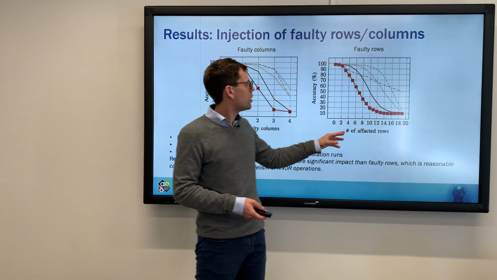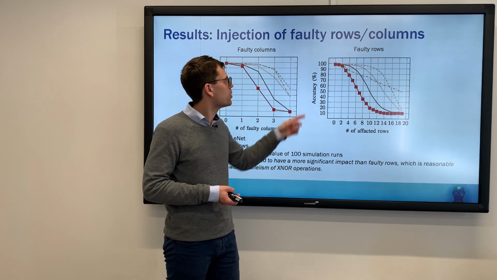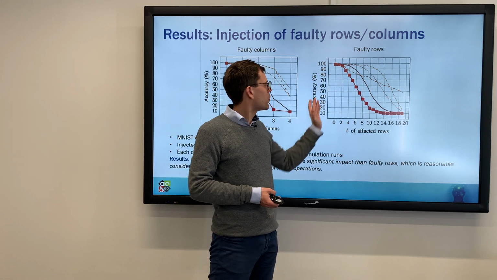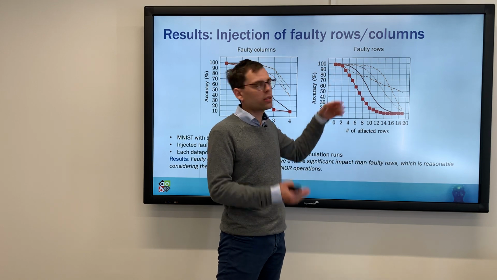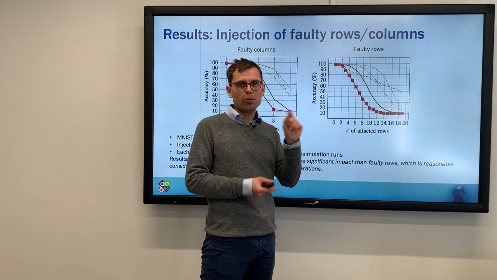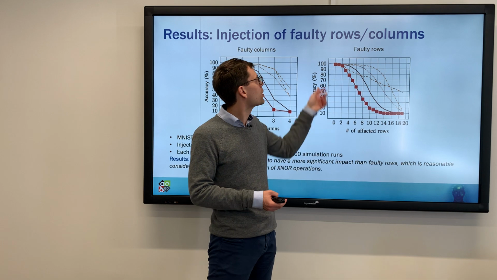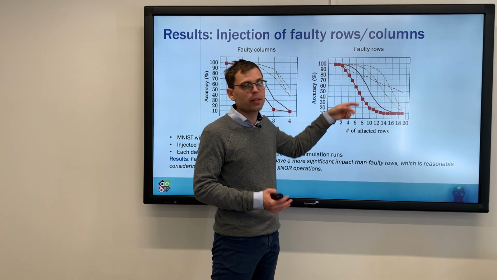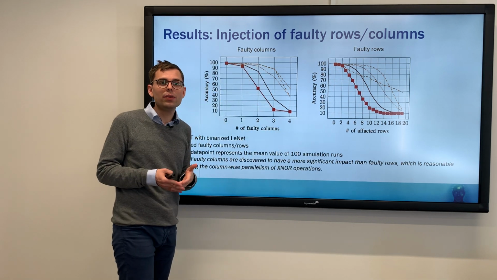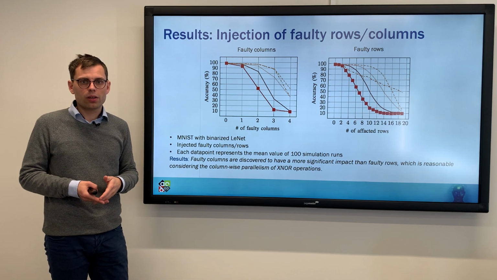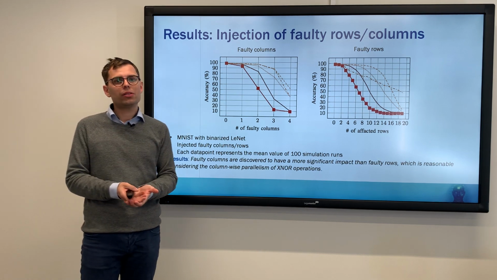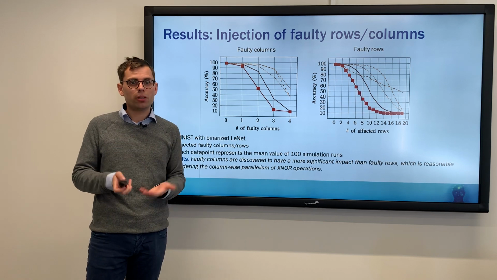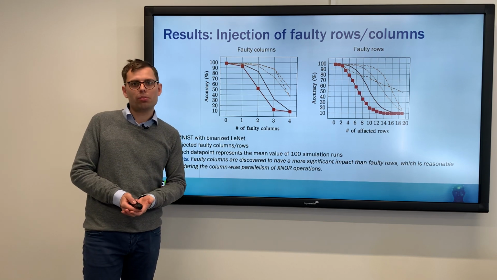But for the number of affected rows in one crossbar, it looks a little bit different. You can tolerate more of these faulty rows because it only affects one operation, not a whole input or output vector. So you can see that the decline is less severe in this model. This shows that we indeed have a different effect from the mapping of your crossbar and the way the logic operations work.